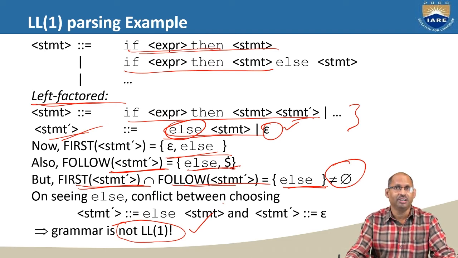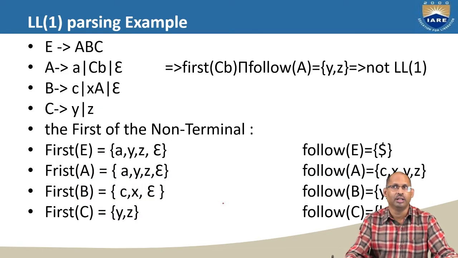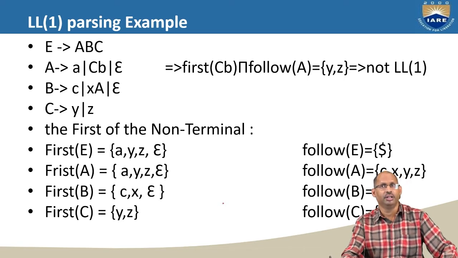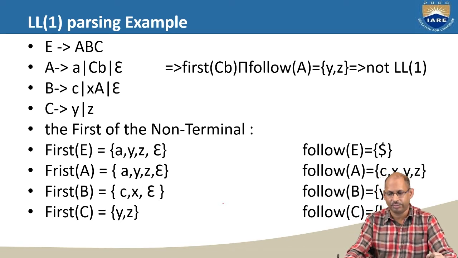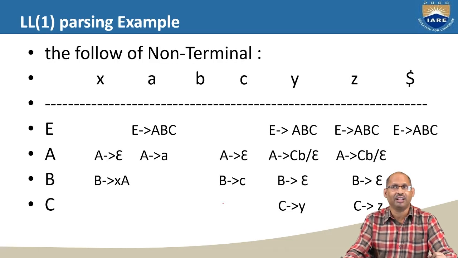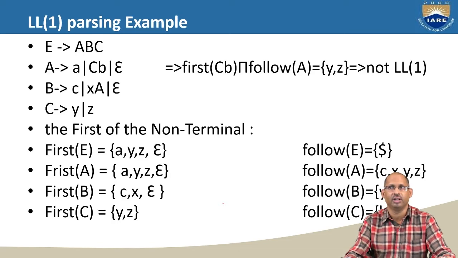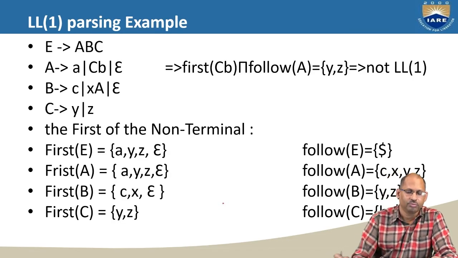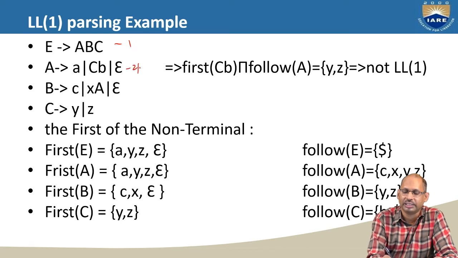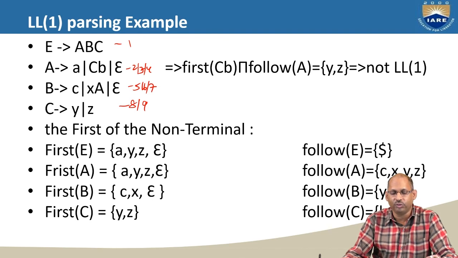Now we consider the final, third problem. We are considering this example and we'll check whether this is LL1 or not. So what have we obtained? First production, second, third, fourth, fifth, sixth, seventh, eighth, ninth. 1, 2, 3, 4, 5, 6, 7, 8, 9 productions.